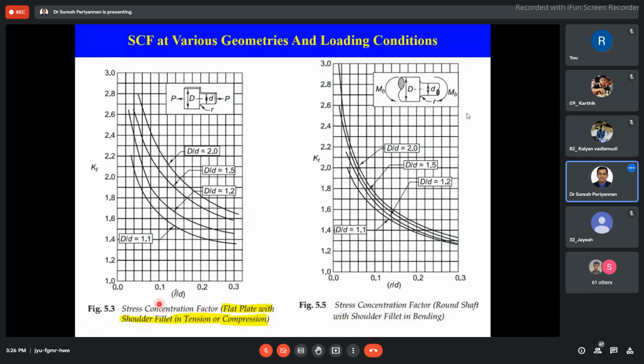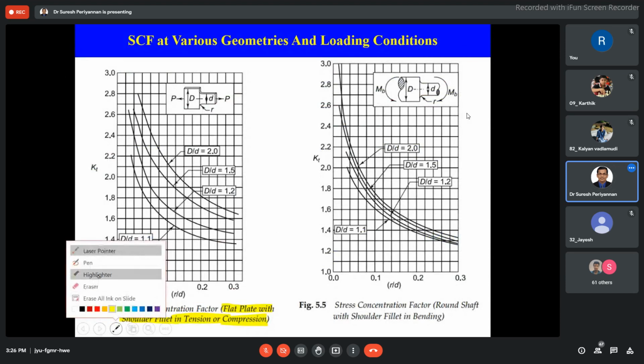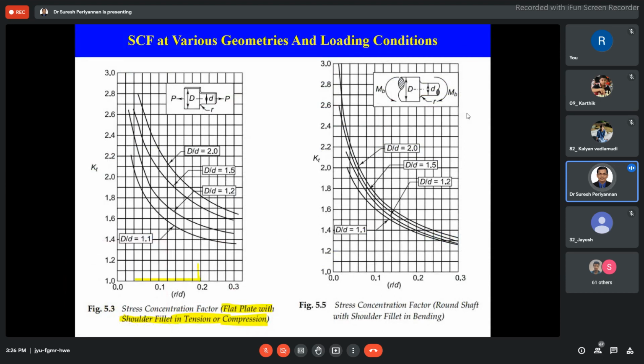Just here, 1.2. This is my stress concentration factor, 1.8. This is for when the flat plate is subjected to tension and compression with the fillet. Very important: without a fillet, you should not use this table. We have to use the earlier table.